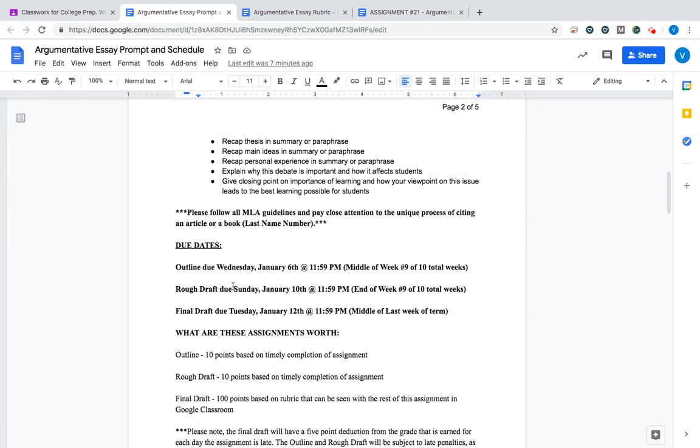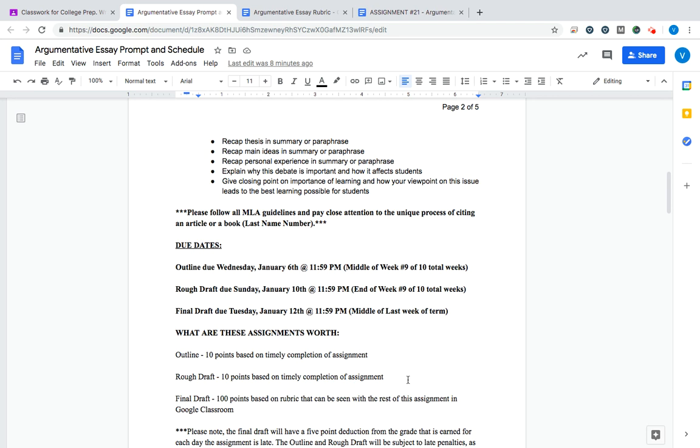A few important dates: Wednesday, January 6th, by midnight, that is the middle of week 9, our first week back from break. That is when the outline is going to be due. The rough draft is going to be due Sunday, January 10th, so the end of week 9. And then the final draft is going to be due Tuesday, January 12th by midnight, so somewhere in the middle of that last week of the term.